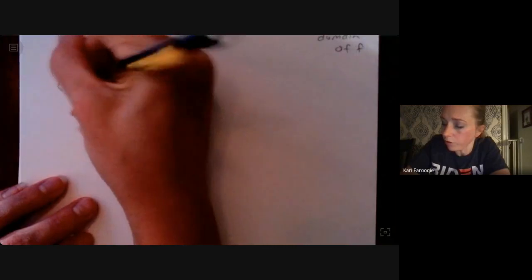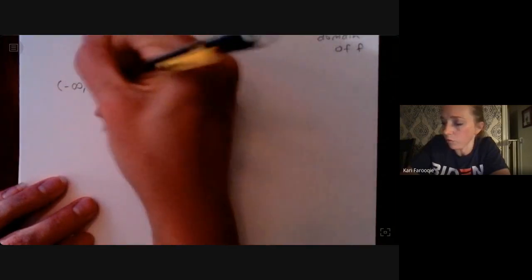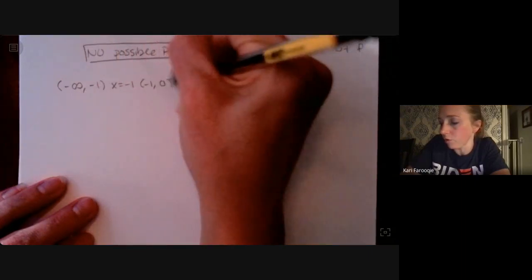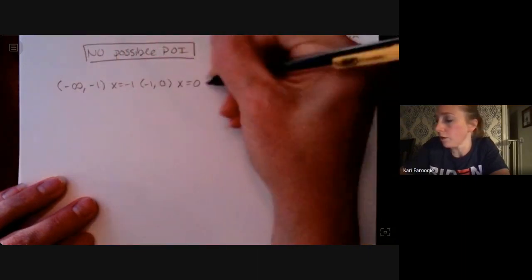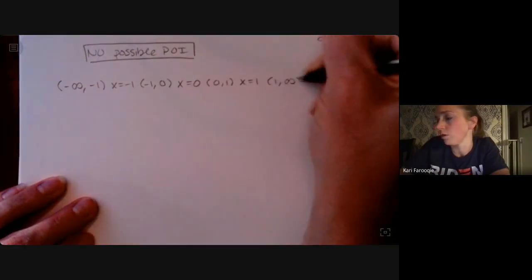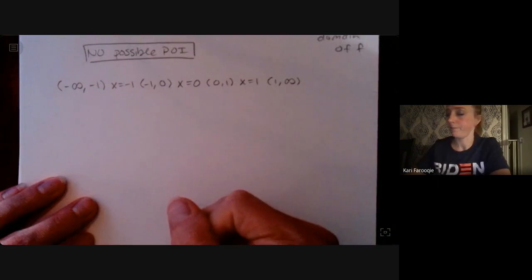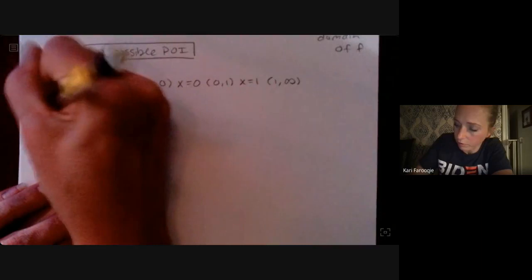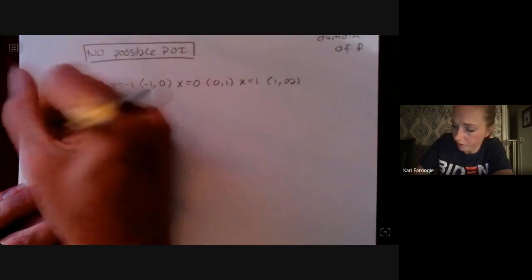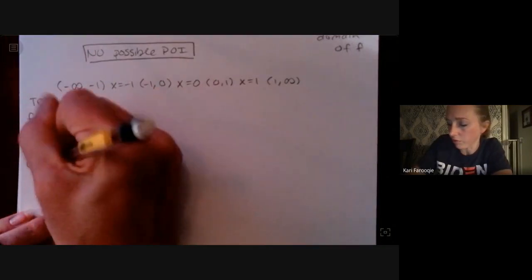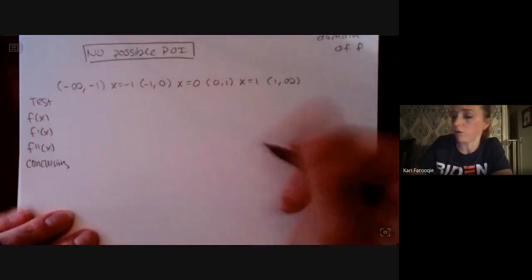So I'm going to go from negative infinity up to my first interesting value, which happens at -1. Then I'm going to go up to 0. Then I'm going to go from 0 to 1, and then from 1 to infinity. I'm going to pick a test point. I'm going to evaluate f prime and f double prime at the test point, and then I'm going to make some conclusions regarding the behavior of the graph at those values.